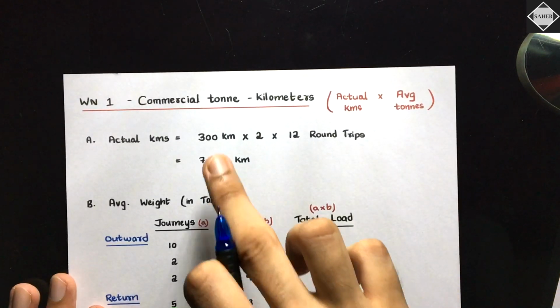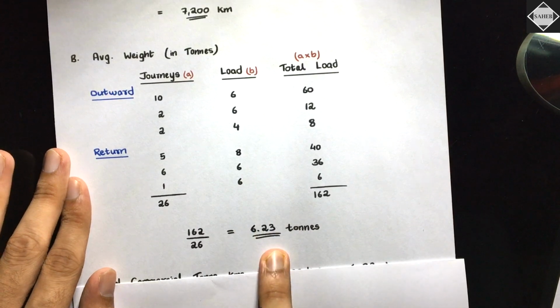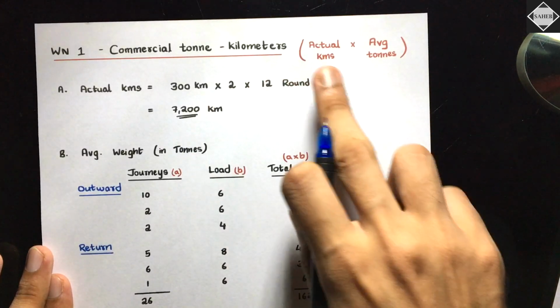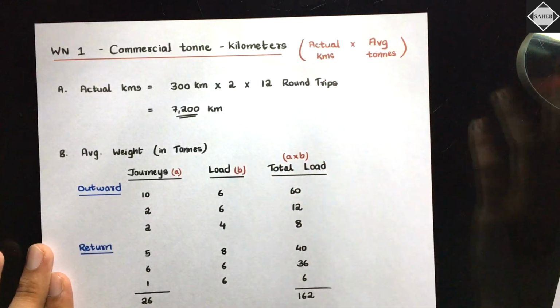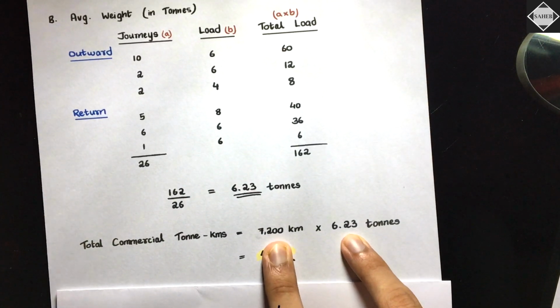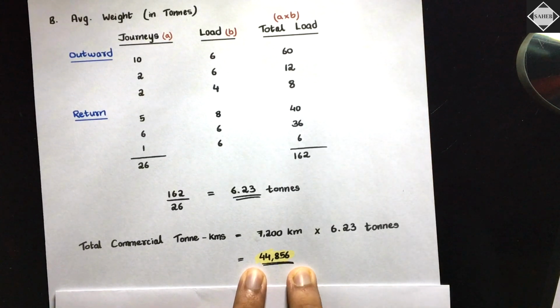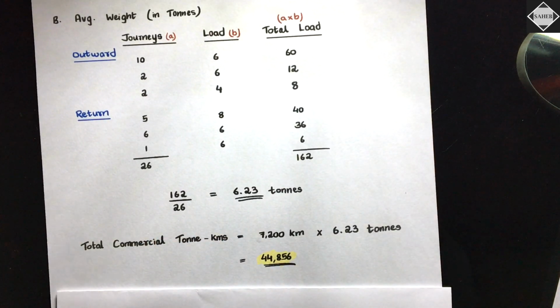So you have got the actual kilometer and you have got the average tons that you have carried in the month of January. So just multiply these two, actual into average. That's what you're doing. Actual 7,200 kilometer into average weight, that's equal to 44,856. Now tell me what is this? Tell me what is this?